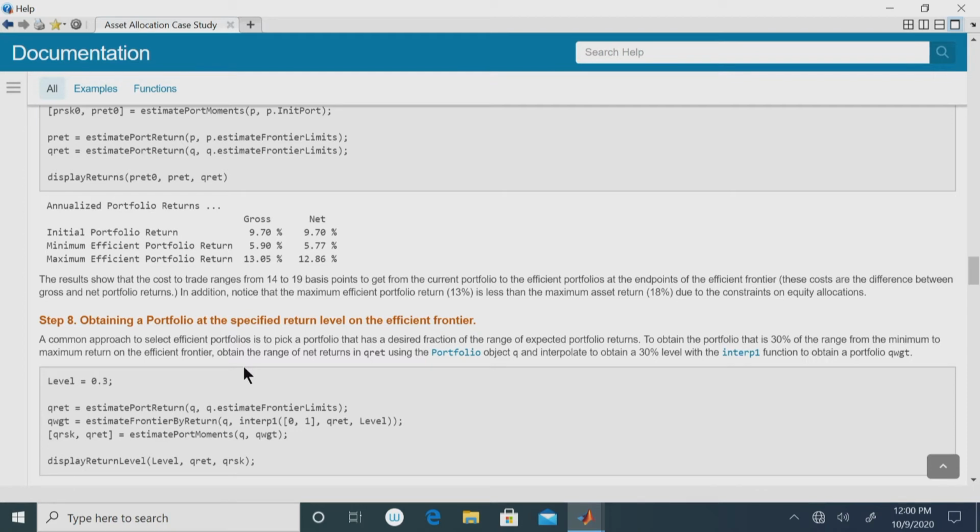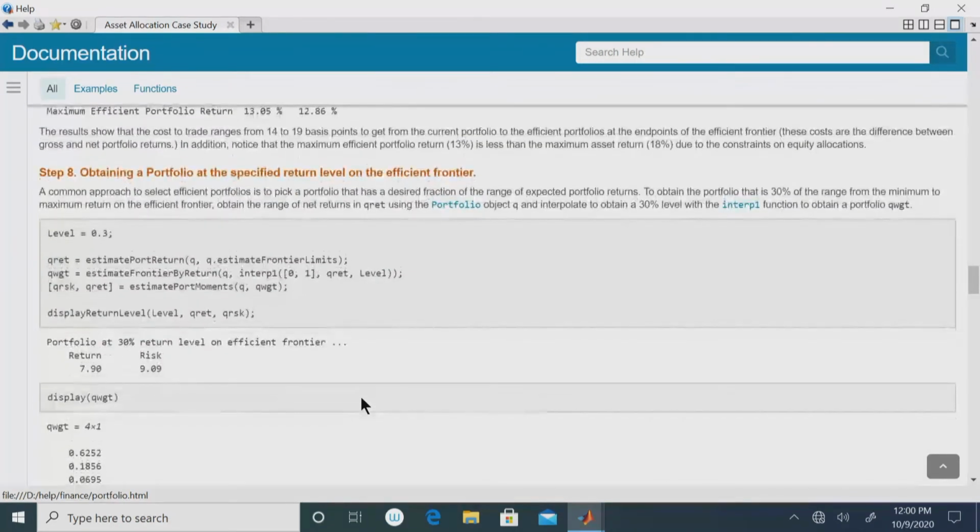Okay, so now that we have set up all these constraints, barring one constraint regarding the turnover, which we will deal with at a later stage, you see that the cost to trade has been specified here. That means the cost to trade gives the difference between the gross and the net returns.